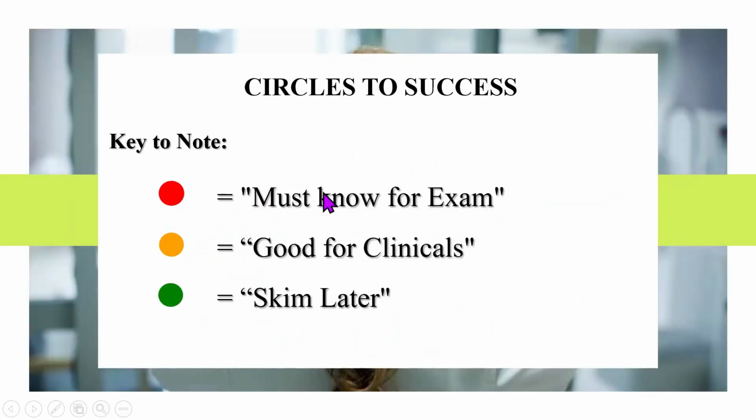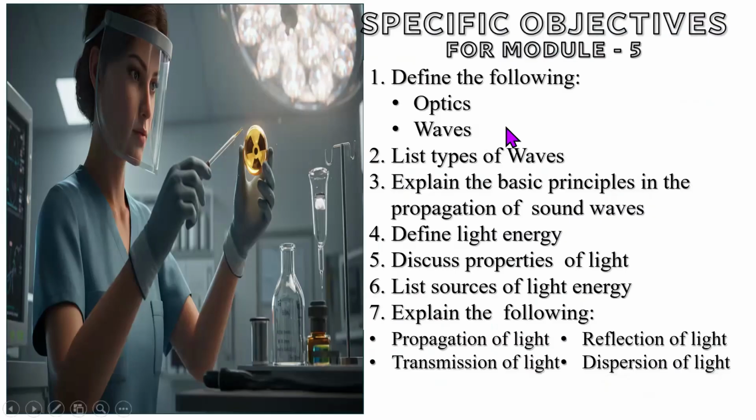Red circles indicate that these areas are a must know for your next exam. Orange circles indicate that these areas are good for clinicals, and green circles advise you to skim through this video later. Specific objectives for Module 5 are as follows.